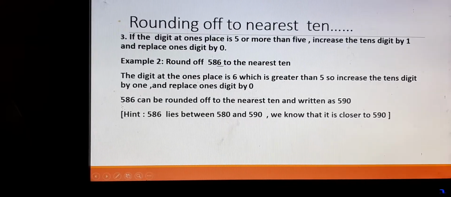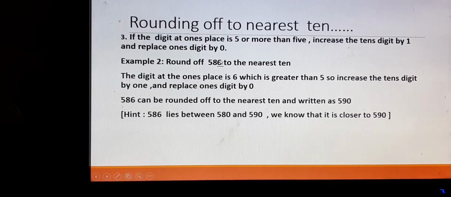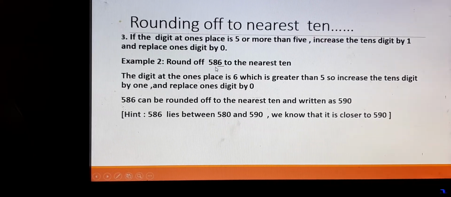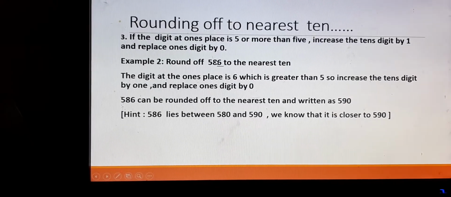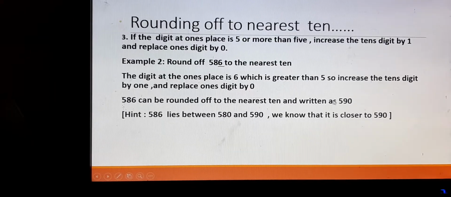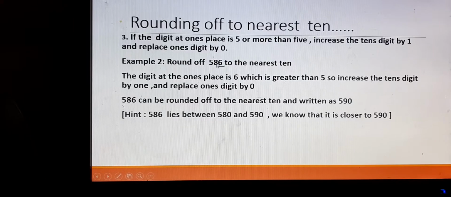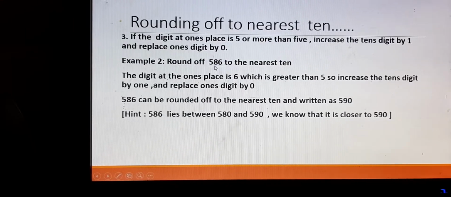When it goes, its place will become vacant, that is, you put a 0 there. But when it goes, it gives a gift to its neighbor. Who is the neighbor of 6? 8. So it will give 1 to its neighbor. It will make it bigger by 1. So 8 will become 9. So your answer will be 590. Okay? You understood? When a digit bigger than 5 goes off, it will increase the tens digit, the neighboring digit, by 1. You understood?